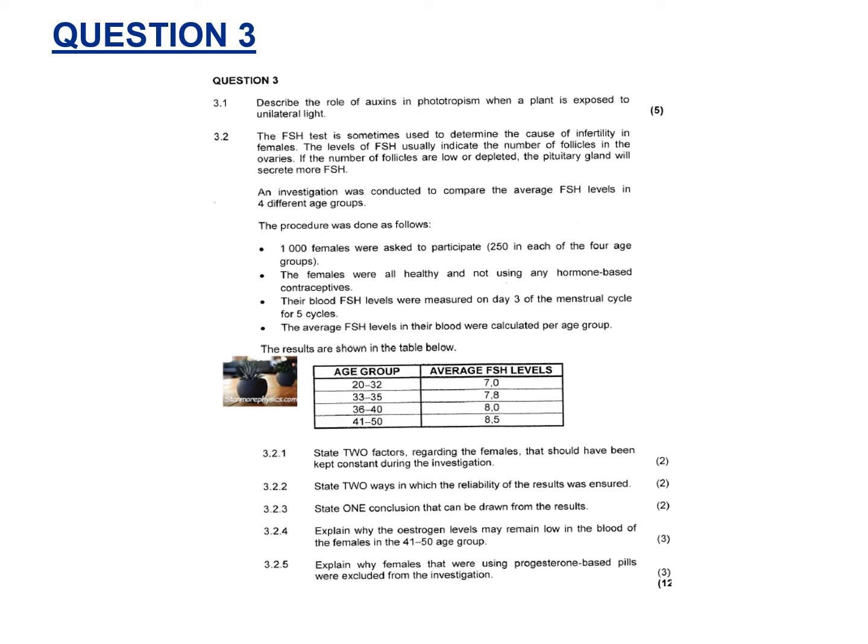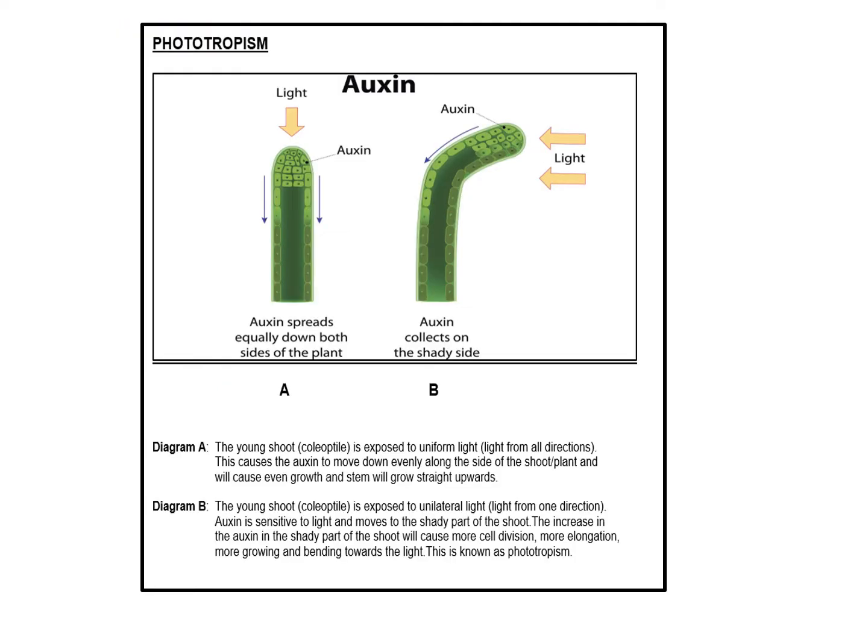3.2.4. Explain why the estrogen levels may remain low in the blood of the females in the 41 to 50 age group. 3 marks. And 3.2.5. Explain why females that were using progesterone-based pills were excluded from the investigation. 3 marks. And all of this adds up to 12 marks. Right, let's do some revision to help us answer question 3.